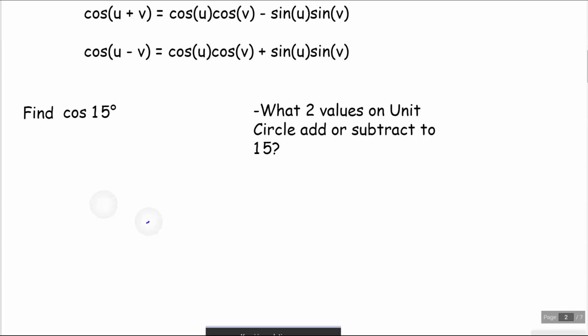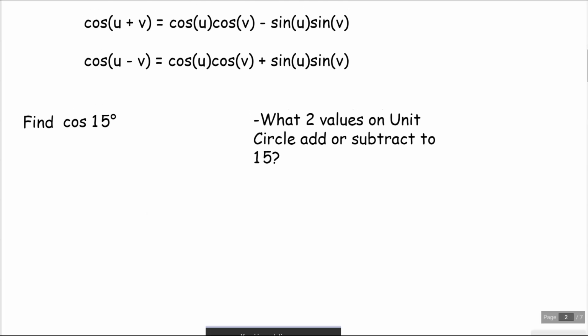So what we're going to do is write cosine of 45 minus 30. Okay, so that's what we're going to use. Then we're going to use this formula right here. This one, for some reason my pen is not working right for me. That one. So what is that going to look like?